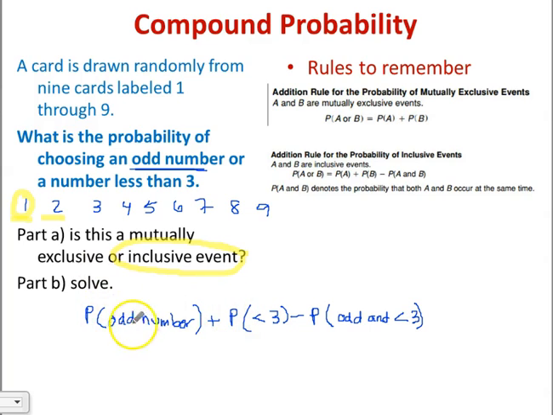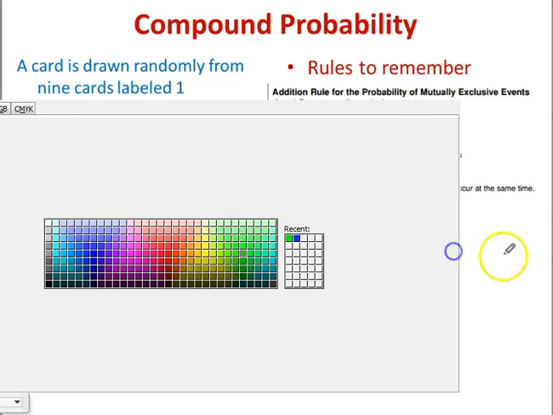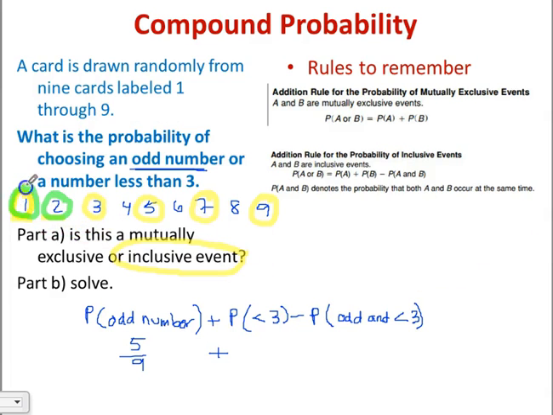So let's find the probabilities. What's the probability of choosing an odd number? How many odd numbers? We've got 1, 2, 3, 4, 5 odd numbers out of a total of 9. So there's 5 odd numbers out of those 9 to choose from, plus anything less than 3. Remember, it cannot include 3. I'm going to circle this with green highlighter. Anything less than 3 is going to be these two numbers, so that means there's 2 out of 9.